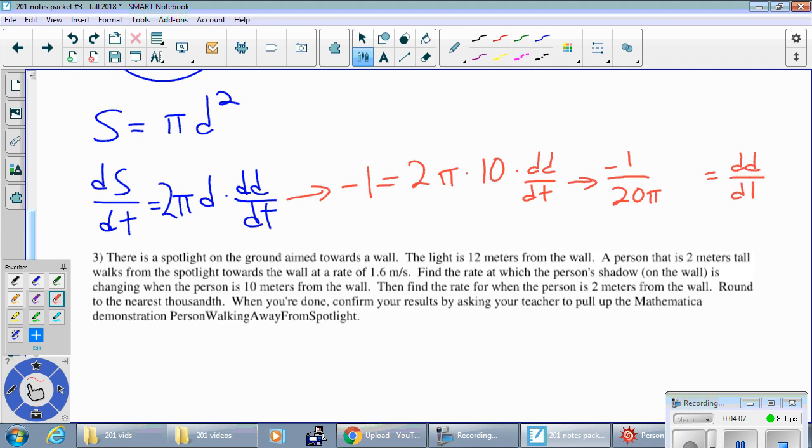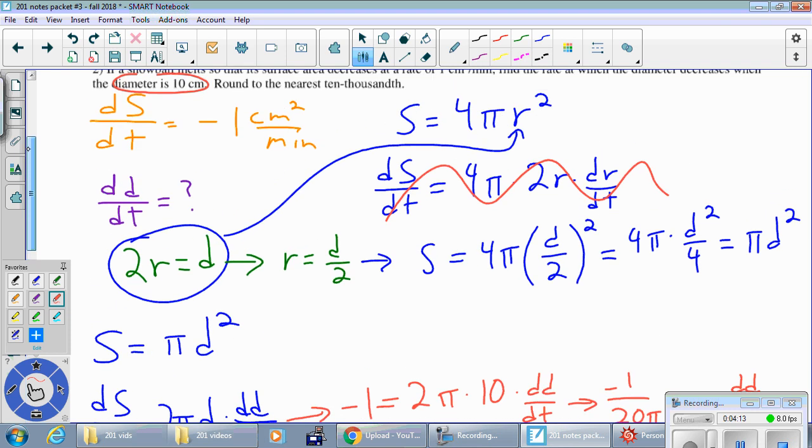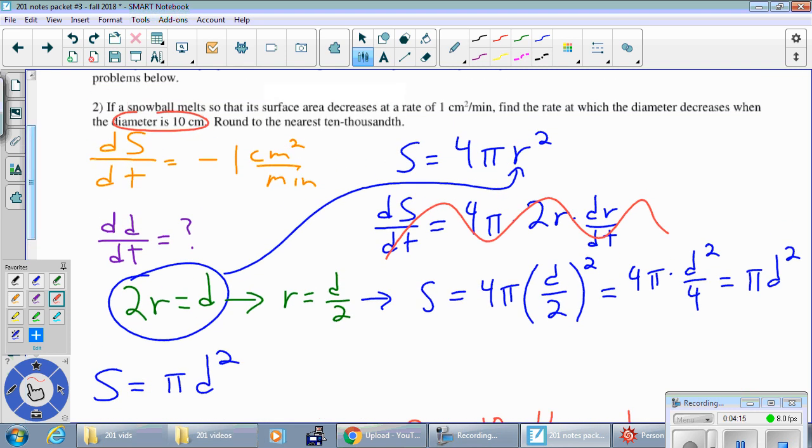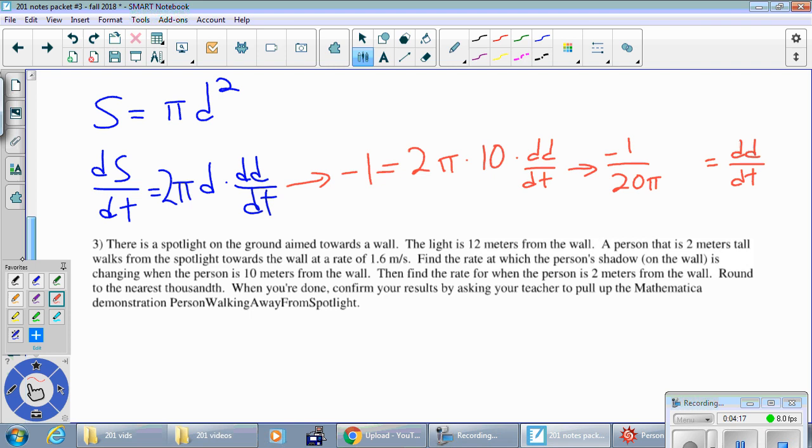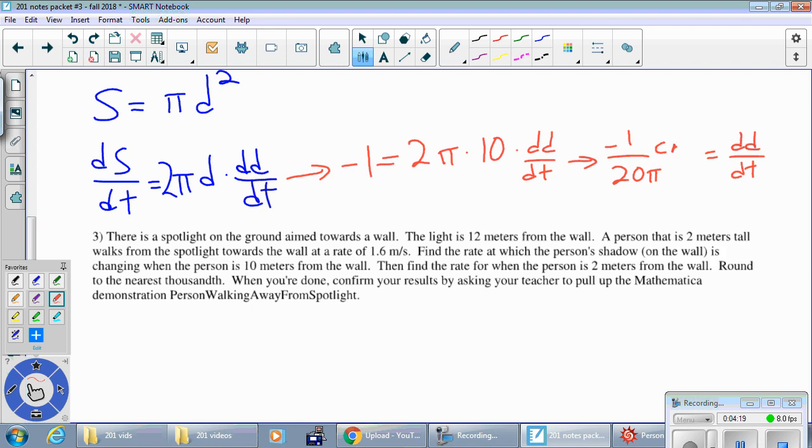And I suppose units wouldn't be a bad thing. So the diameter here is changing at, what are the units for the diameter? Looks like centimeters, and then time is measured in minutes. Centimeters per minute. And you could type that on a calculator if you wanted a decimal.